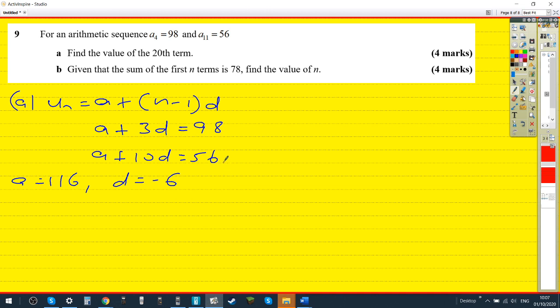Okay. And so do I then need to do 116 plus 20 minus 1 times minus 6, and then 2. 2, is it? Yeah. Question B.